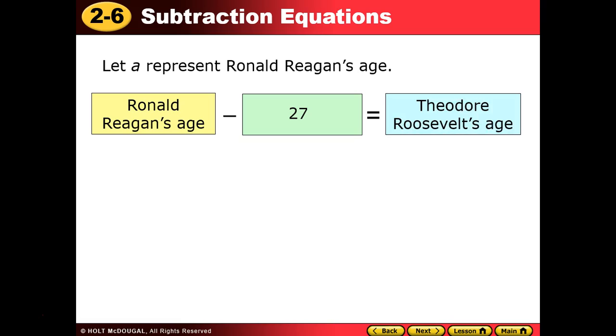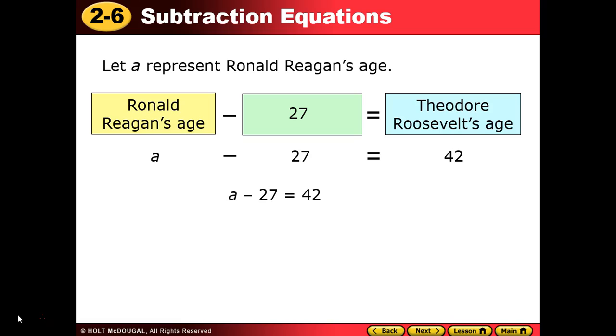So we're going to let A represent his age, and we're going to subtract the age difference because Theodore Roosevelt was 27 years younger, and put that equal to Theodore Roosevelt's age. And now we're going to just continue to solve this problem as an algebraic expression. A minus 27 equals 42.